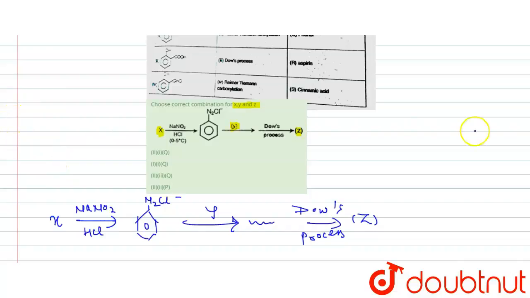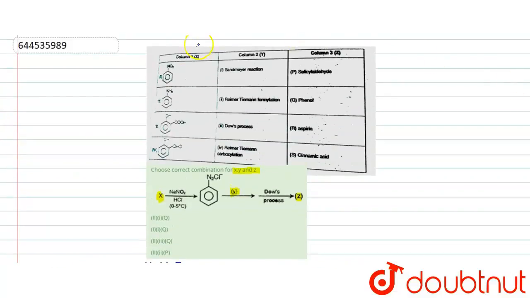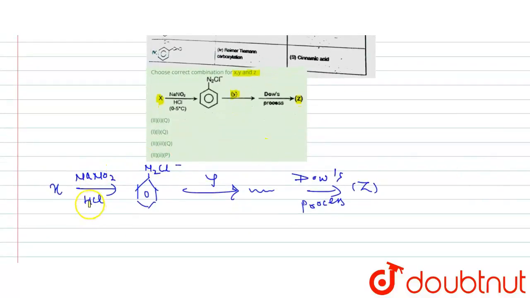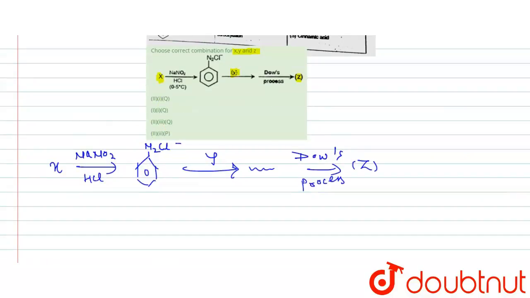So, diazonium chloride is formed when an amine, which is NH2, reacts with NaNO2 in the presence of HCl. In column 1, we have the second option, which is amine. So at the place of X, amine will come, so at the place of X there is NH2, which reacts with NaNO2 in the presence of HCl to form diazonium chloride.